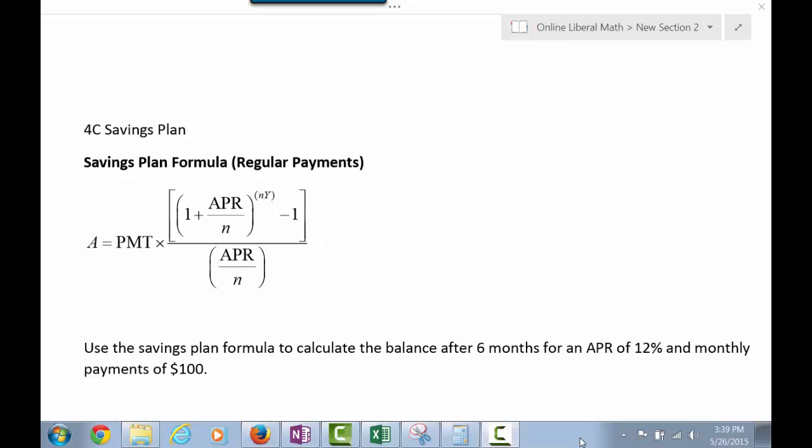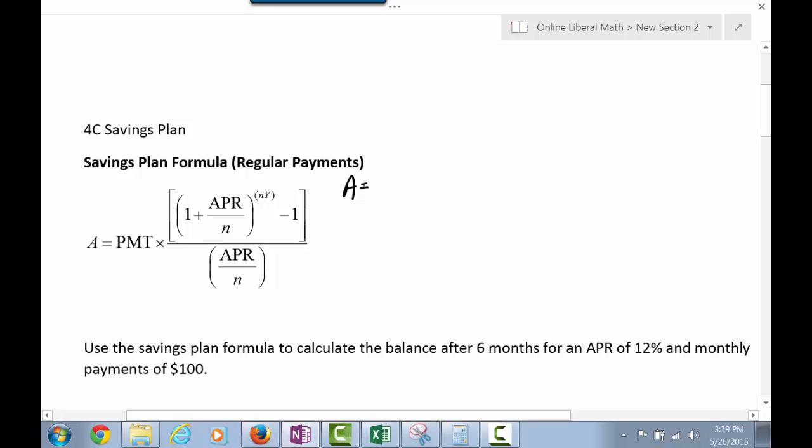Okay, so in this particular section, we're going to talk about savings plans. And we start, fortunately or not, with this very scary looking formula. I'm just going to call it what it is. Luckily, a lot of the variables are already familiar to us. Let me go through what they mean with respect to a savings account.